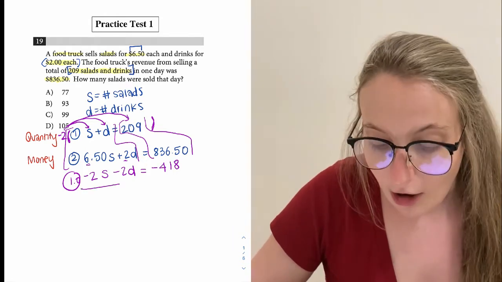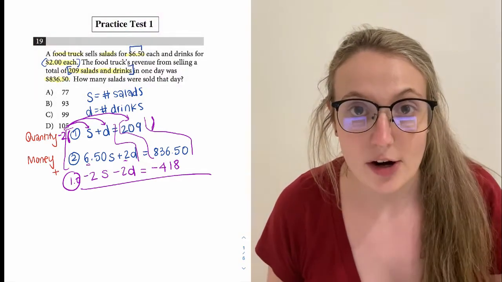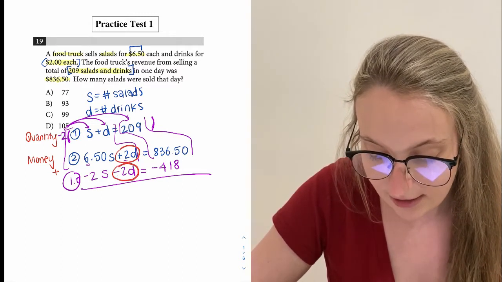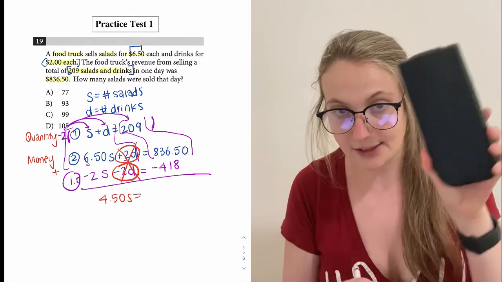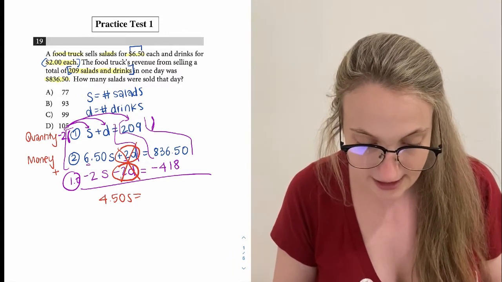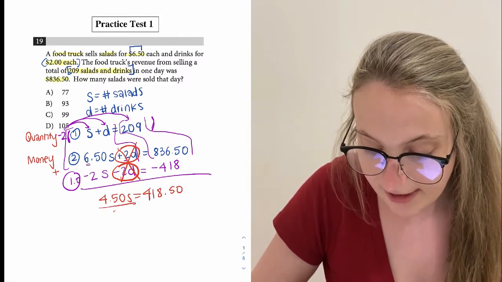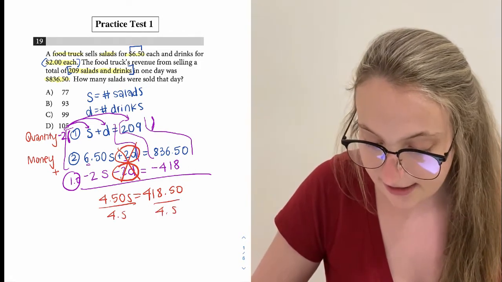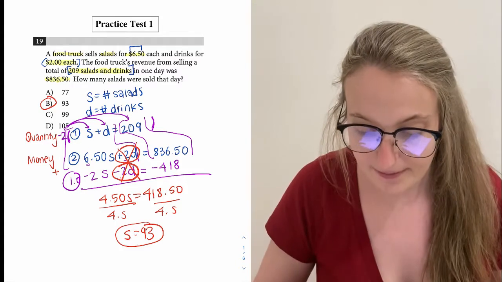All right, so just as we wanted, when we add these 2 equations together, we're going to see that the d variable is going to cancel out because it's +2 in the top and -2 on the bottom, so that cancels out. We're left then with 4.5s is equal to, let's grab this calculator, so 836.50 minus 418 gives us 418.5. So now we'll divide both sides by 4.5 to get then that S is equal to 93, meaning they sold 93 salads, choice B that day.